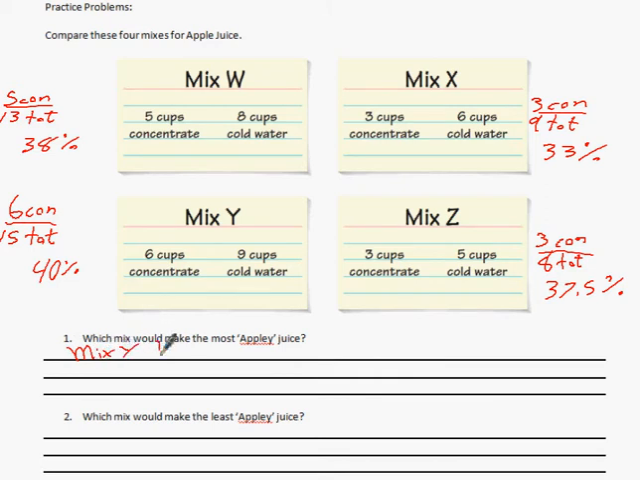So mix Y because it has the highest percent. Number 2, which mix would make the least apple juice? That would be mix X because it has the lowest.